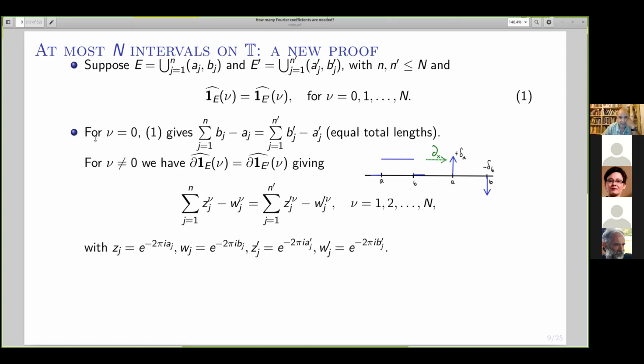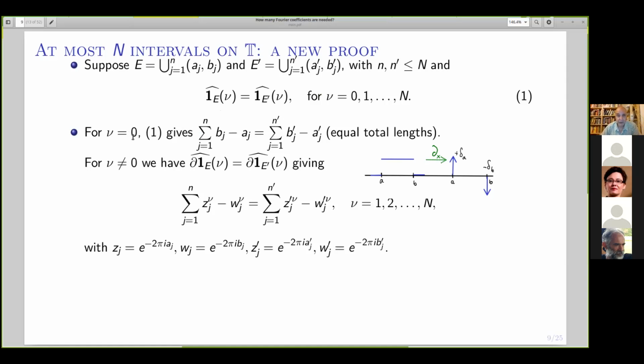First observation is that for nu equals 0, we get the zeroth Fourier coefficient of the function, which is the integral of the function. So we know that the total lengths of E and E prime are the same. So this is the total length of E, and this is the total length of E prime. And just by looking at the Fourier coefficients of order 0, we know they have equal total lengths.